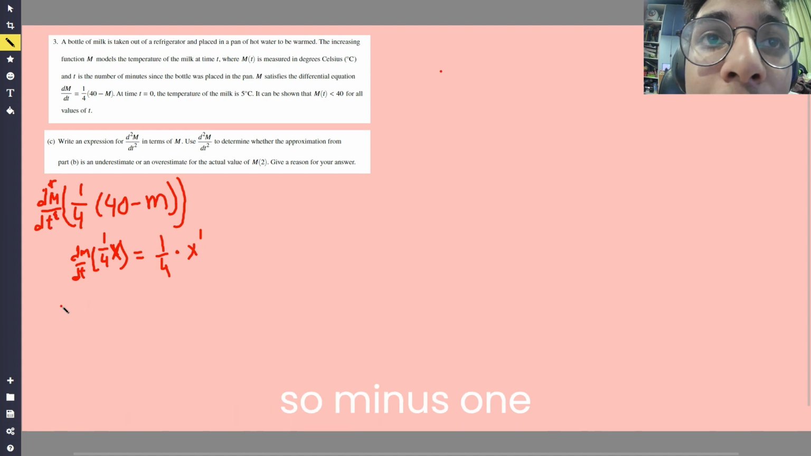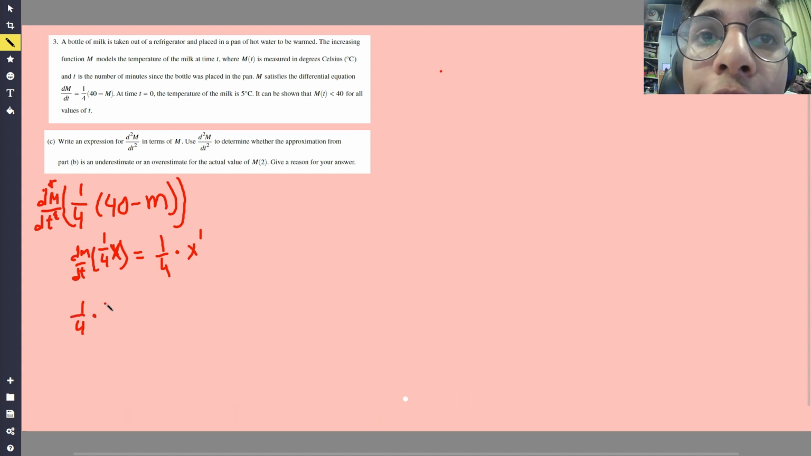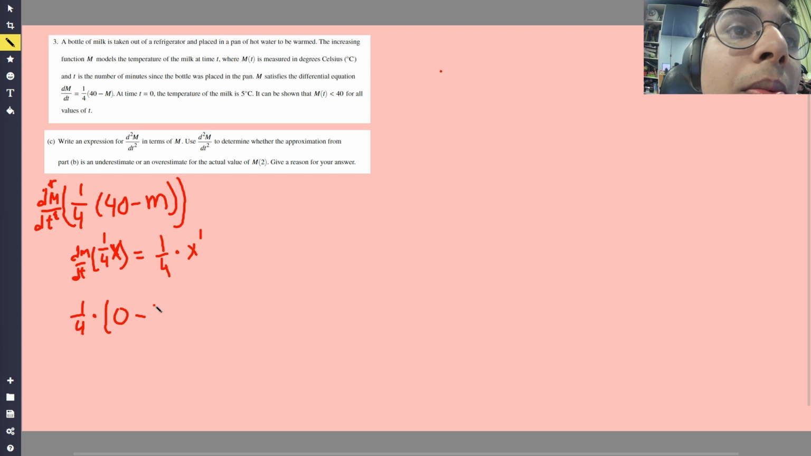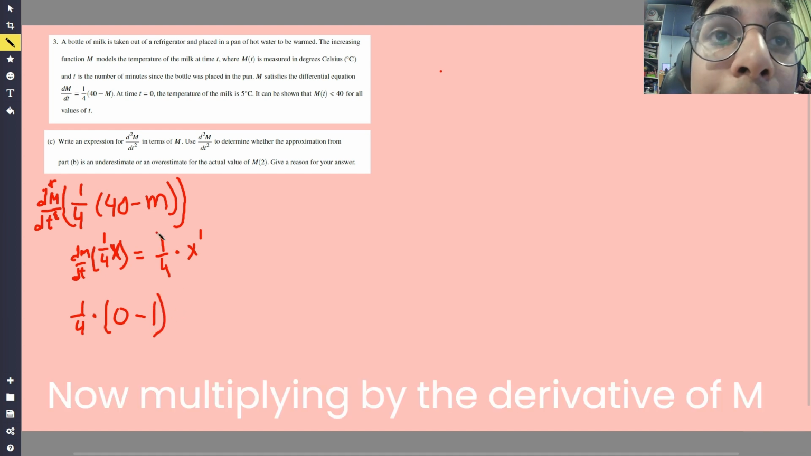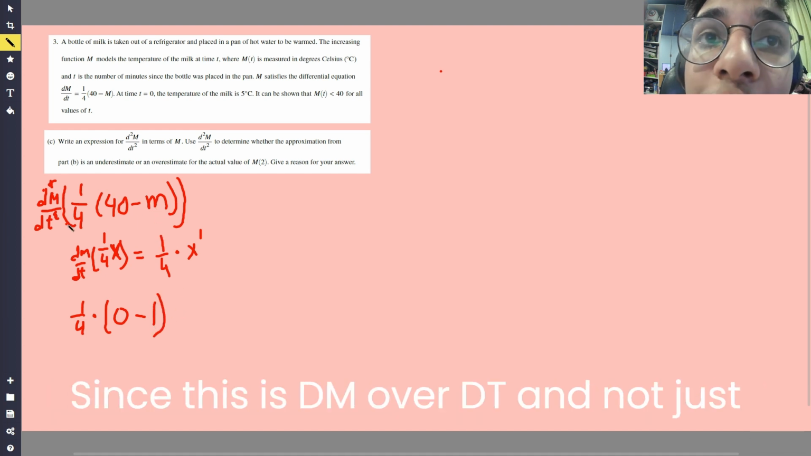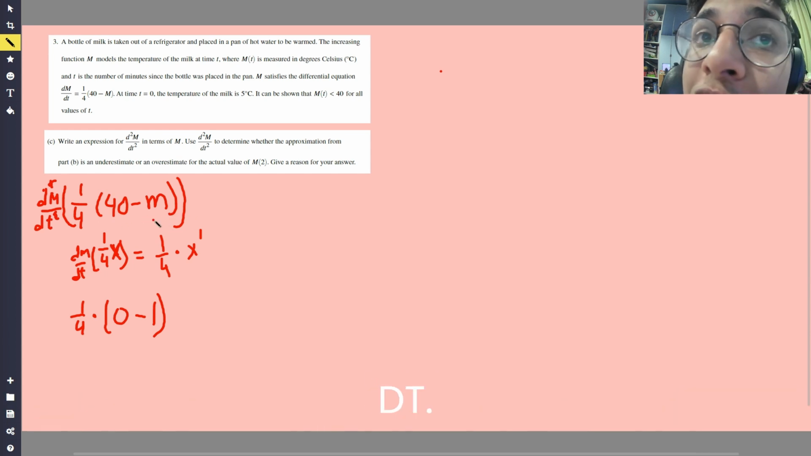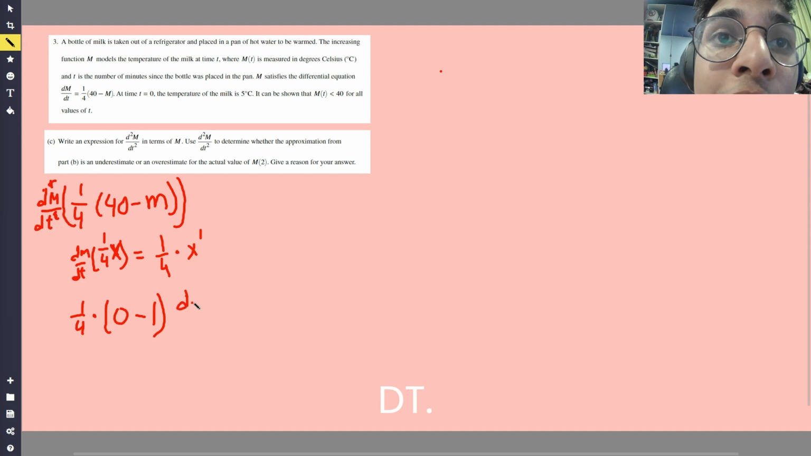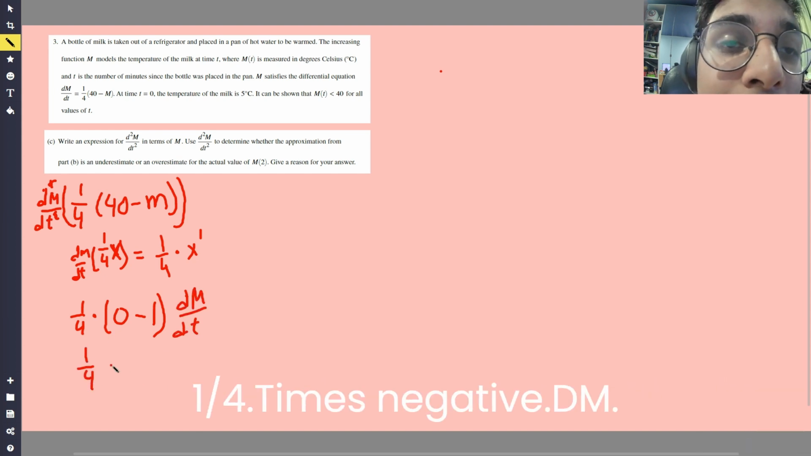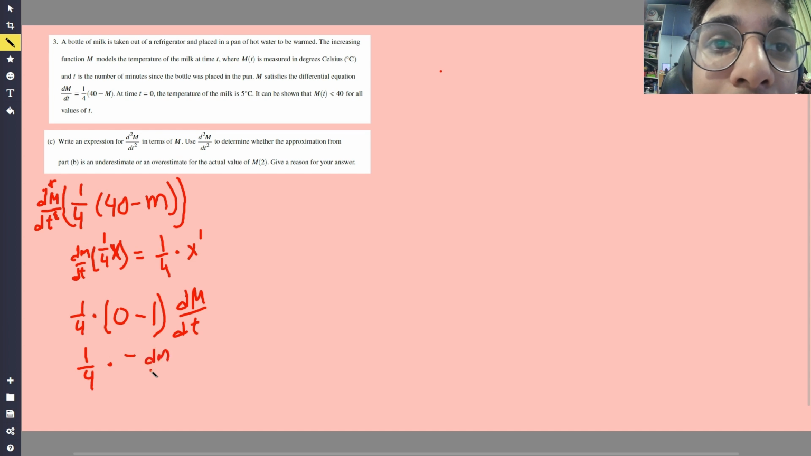So that's the same thing that's going to happen here. It's going to be 1/4 times the derivative of the middle, so times the derivative of 40 minus m. The derivative of 40 is 0, and the derivative of m is 1, so minus 1. Now we multiply by the derivative of m, since this is dm over dt and not just the prime, it's in terms of t, so it's going to be times dm over dt. Now, this is the same thing as 1/4 times negative dm over dt.